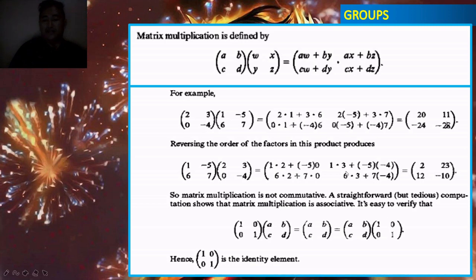So, di siya commutative. So, a straightforward but tedious computation shows that matrix multiplication is associative. Pero associative siya class. Then it's easy to verify that this is the multiplicative identity, [[1,0],[0,1]]. Multiply na to class sa [[A,B],[C,D]], lagyapan same matrix. Inverse lagi ay identity lagi niya class. So muna yung identity element.